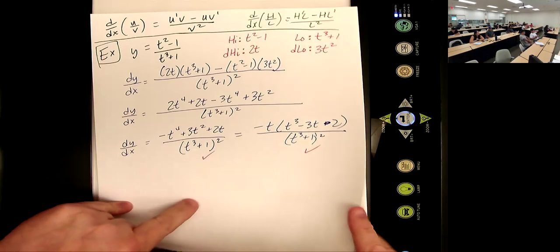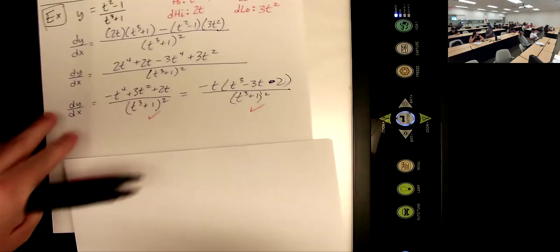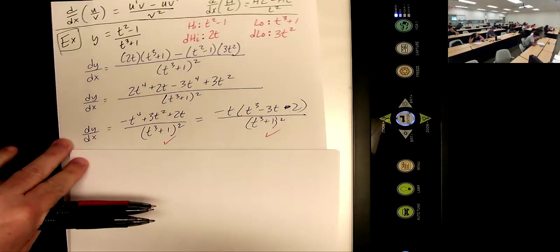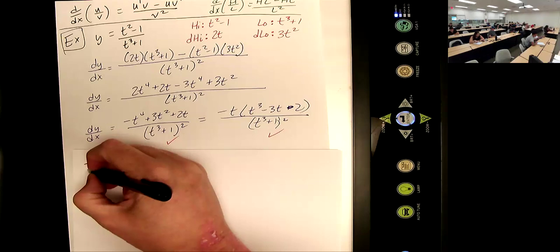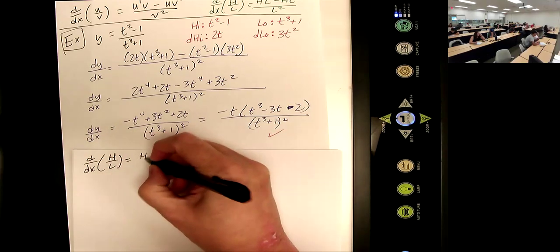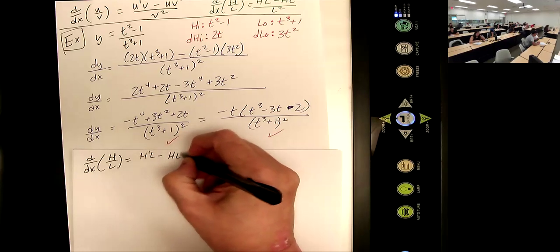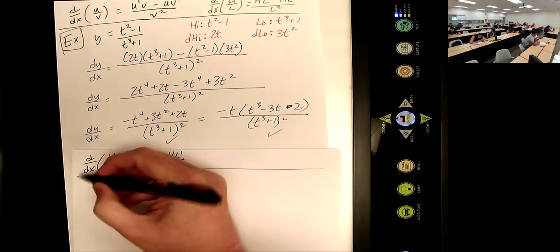Let me give you guys one to try. So I'll put the equation back up real quick. The derivative of high over low is high prime low minus high low prime over low squared. And you try.